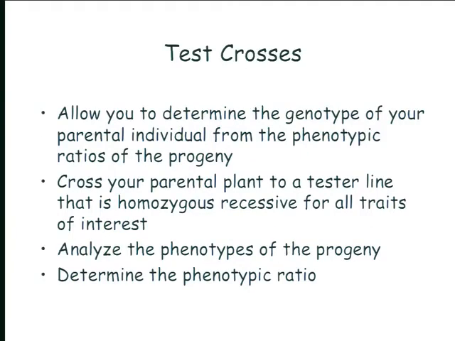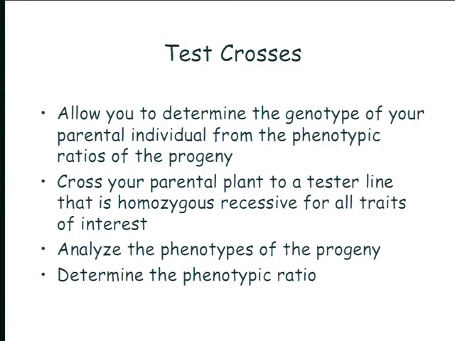What we learned previously is that test crosses are a very important genetic tool that allows us to determine the genotype of an individual parent with a particular trait that you're interested in studying based on the phenotypic ratios of the progeny, the offspring of that parental individual. And we've learned that you can cross your parental plant to a tester line that you already know is homozygous recessive for the trait or traits that you're interested in, whether it's flower color or seed shape or plant height. You then analyze the phenotypes of the progeny using the Punnett squares and determine the phenotypic ratio.